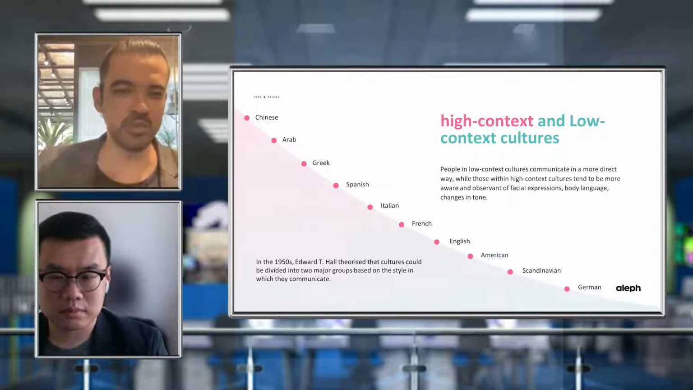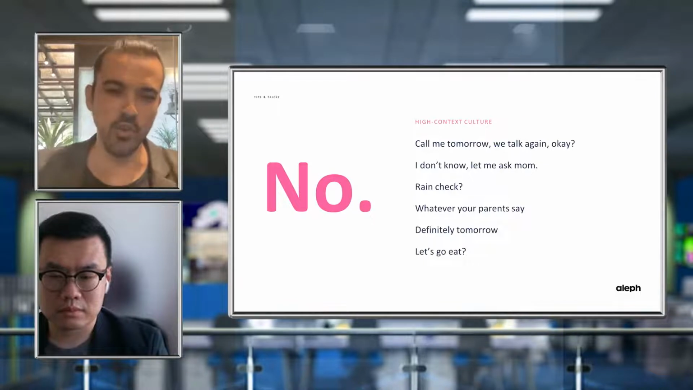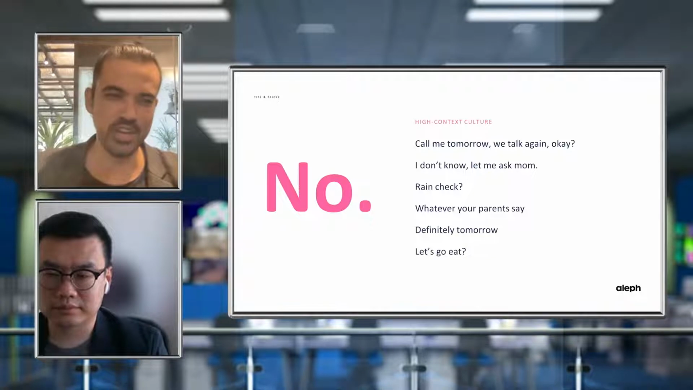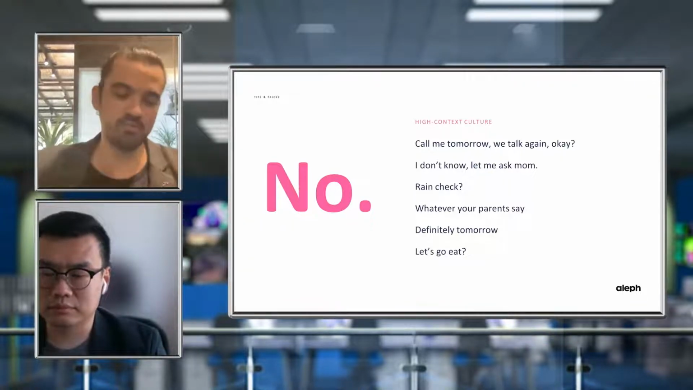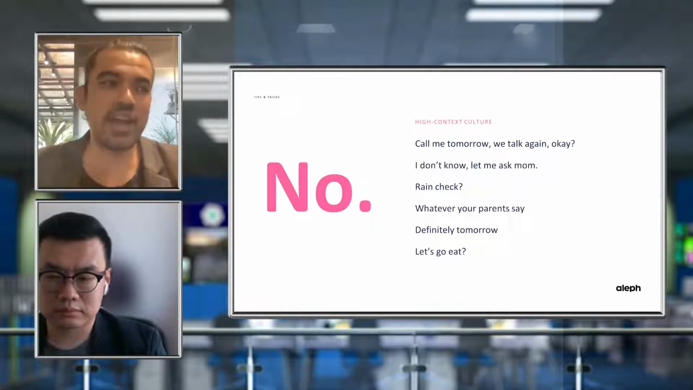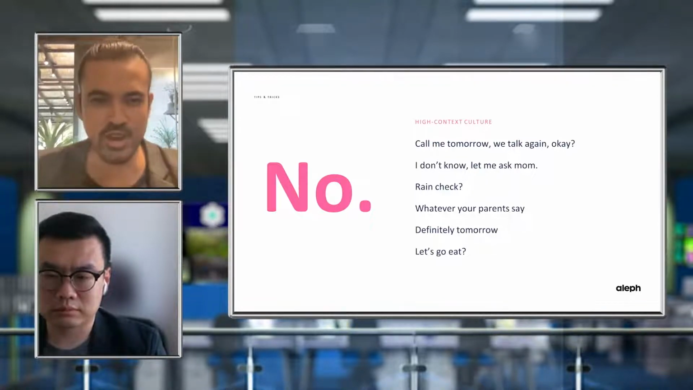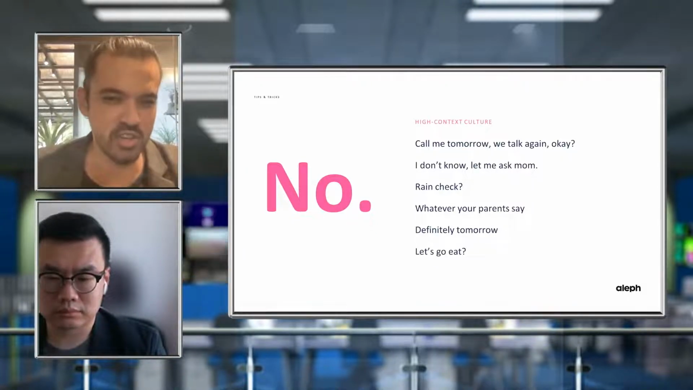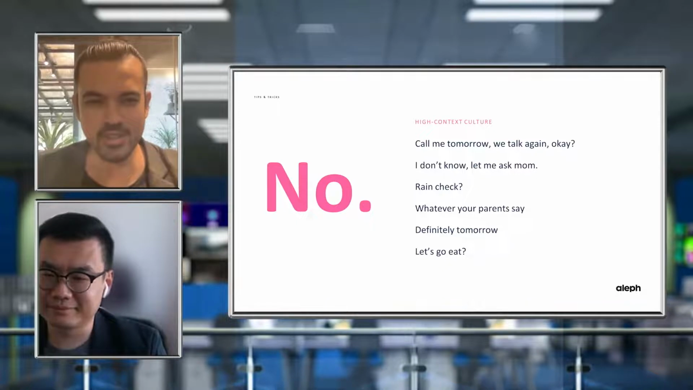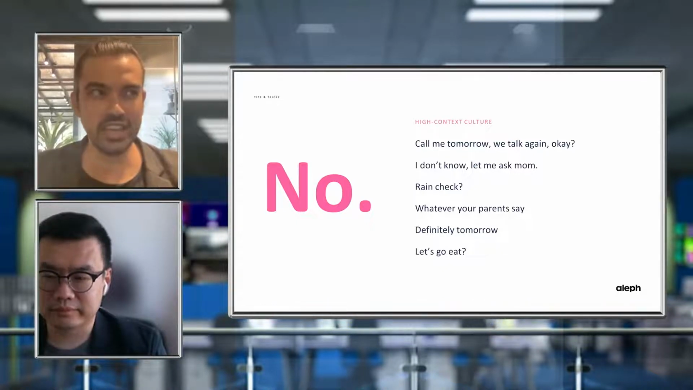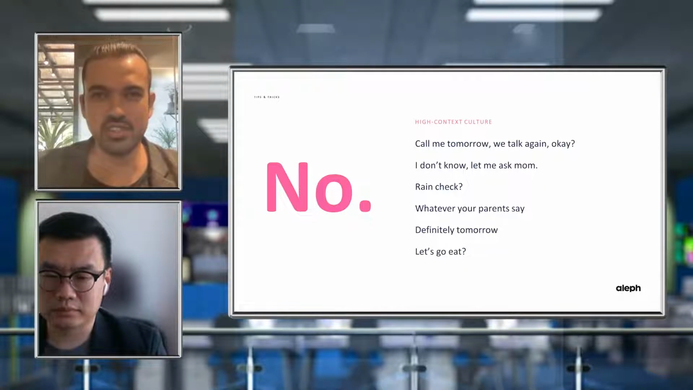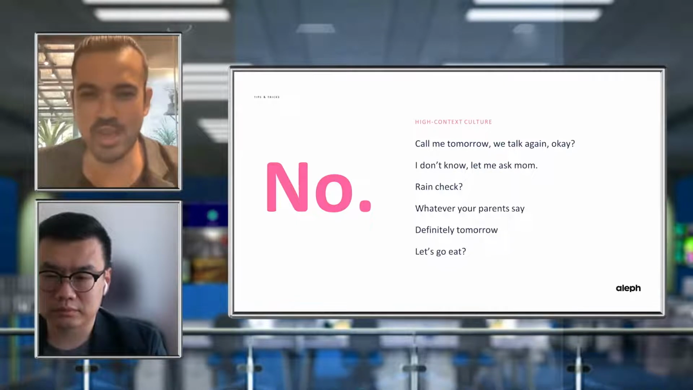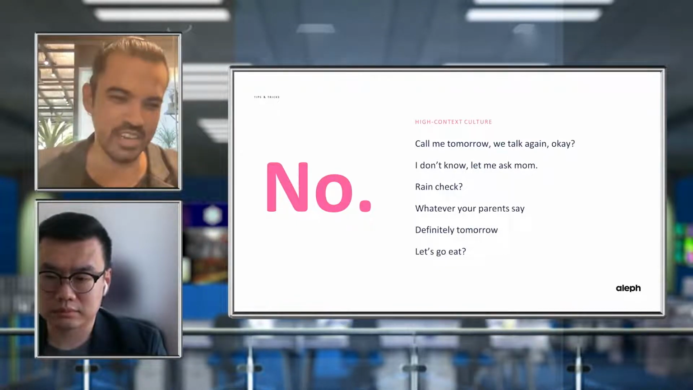A good example is the word no. In the West, we all know the saying no means no. But if we talk to our Chinese colleagues, and from the research that we've done and some of the third-party research that we've seen, no might not mean no in a Chinese context, right? No might mean call me tomorrow, we'll talk again. No might mean let's take a rain check. No might mean whatever your parents say, or let's go eat. It really depends on the context of where that no is being said, and vice versa. The same for yes, I guess, right?